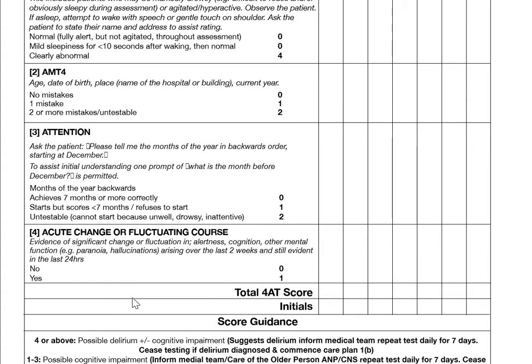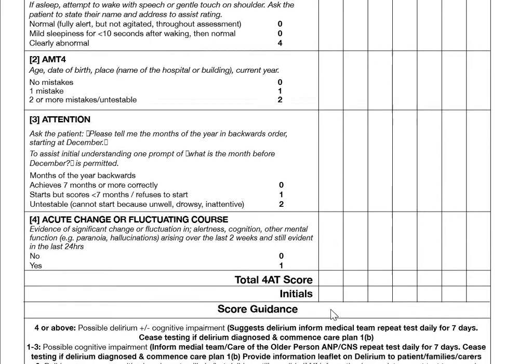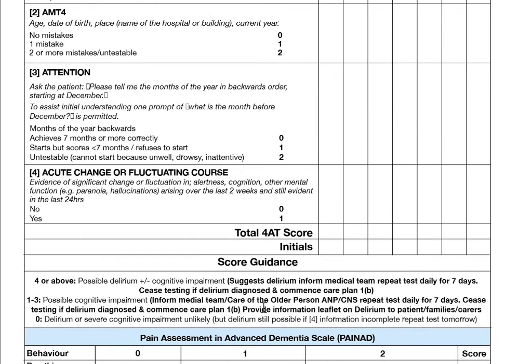So part 4 then is acute change or fluctuating course. So if there has been evidence of significant change or fluctuation in alertness, cognition, other mental function, for example paranoia, hallucinations arising over the last 2 weeks and still evident in the last 24 hours. So if no, a score of 0, and if yes, a score of 1. So you add up all your scores here to get your total 4AT score. You put in your initials here, and then below we have the score guidance, okay?